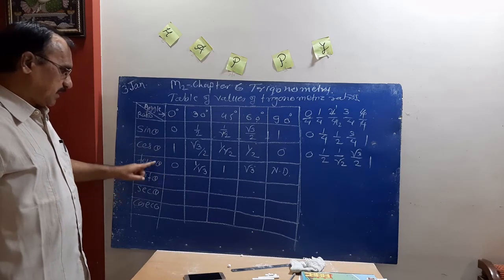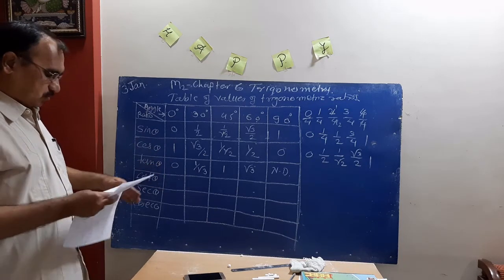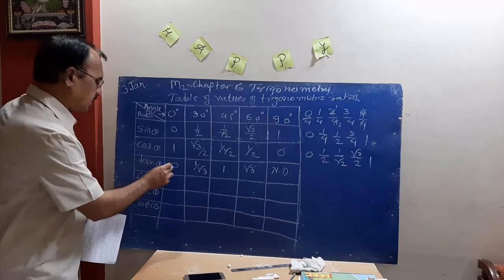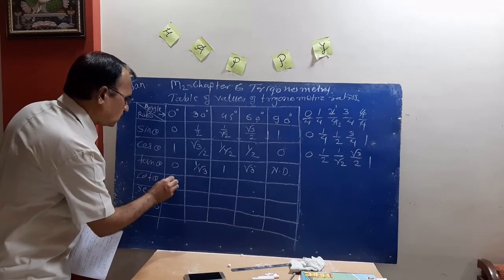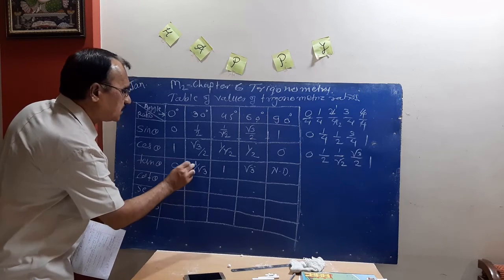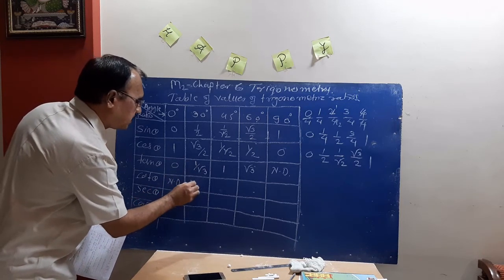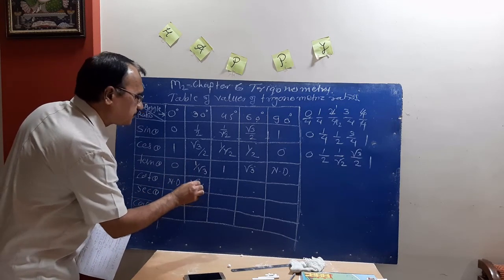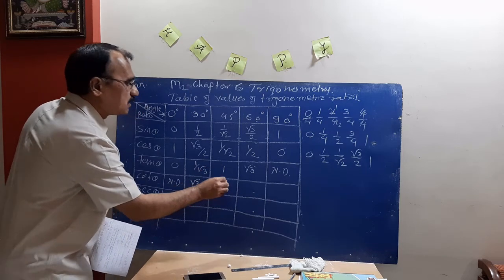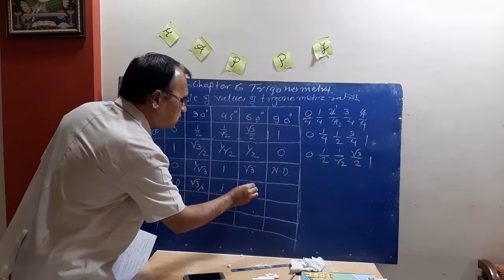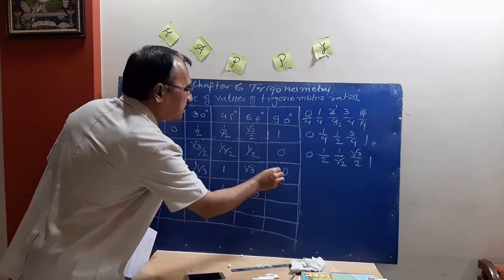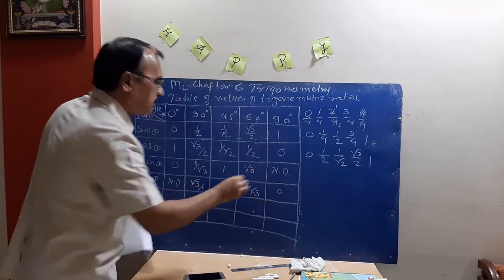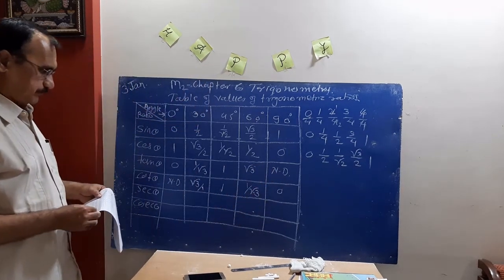Now cot theta is reciprocal of tan. Reciprocal of 0 is not defined. Reciprocal of 1 upon root 3 is root 3 upon 1. 1 is 1. Reciprocal of root 3 is 1 upon root 3. And reciprocal of not defined is 0.